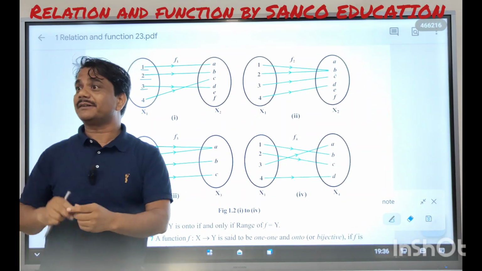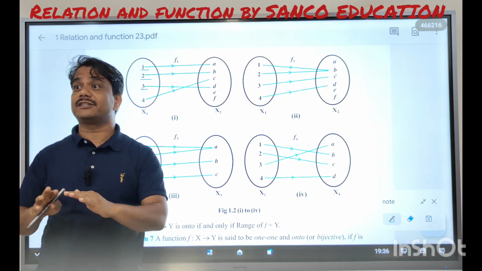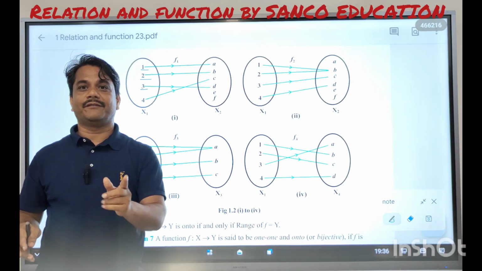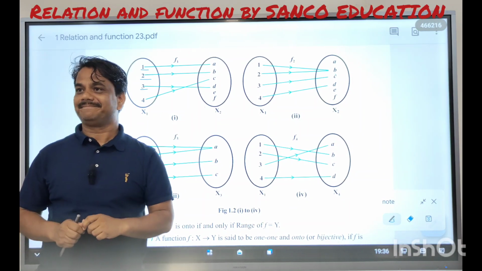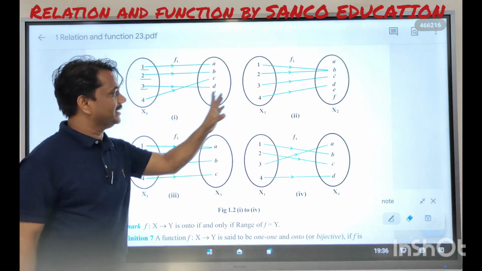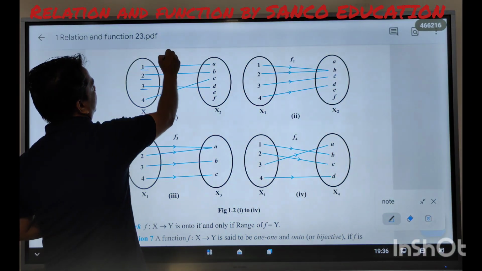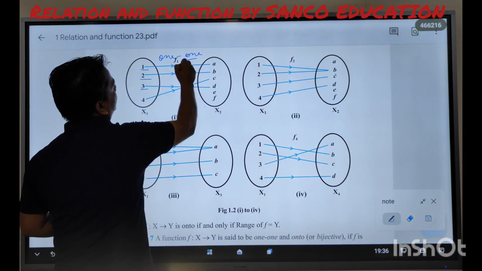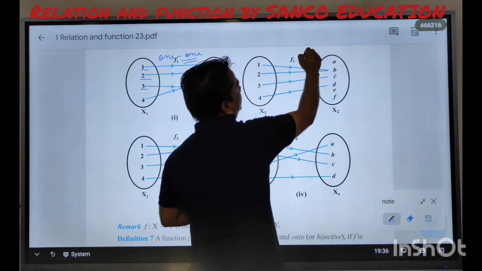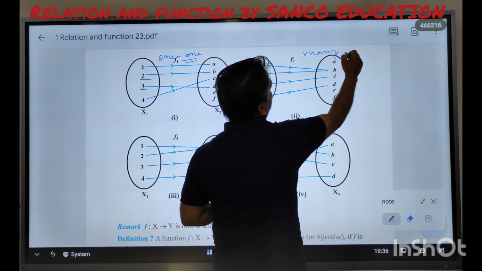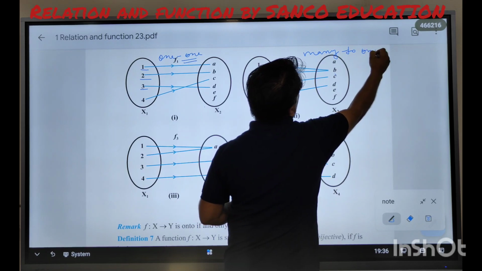So a theorem can be achieved here, a ready-made result. A function which is not 1-1 will obviously be many to 1. Is it or not? This is many to 1. So this function is 1-1, it's called injective. And what is this function here? Many to 1.